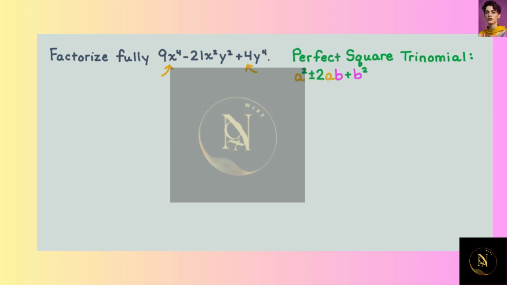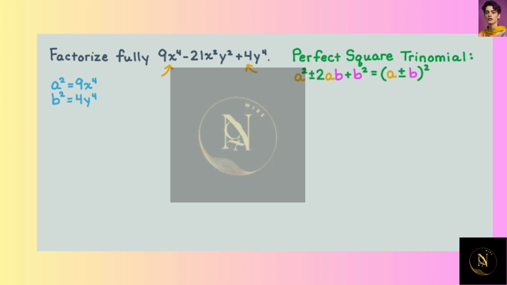To use this method, we need to manipulate the expression to include a perfect square trinomial in the form a squared plus or minus 2ab plus b squared, which can be factored as a plus or minus b, squared. In these trinomials, a and b may be variables, constants, or products of variables and constants.